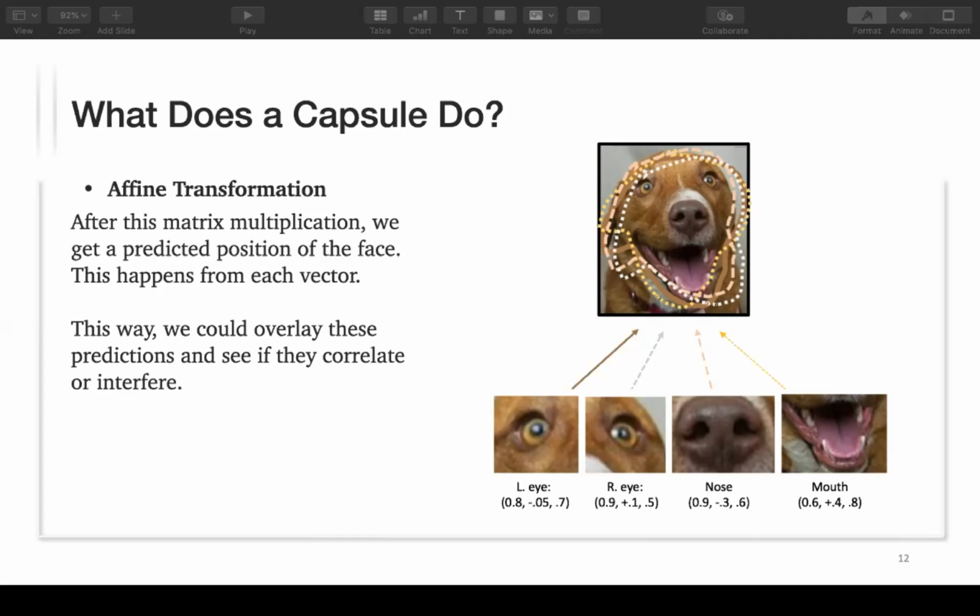I didn't get that point. Can you be specific? So this slide is the logic of what a capsule does. Given these capsules, we have a left eye, right eye, nose, mouth. Suppose given a sliding window that looks like this, it's going to output 0.8, 0.9. So what does that really mean? The length of the vector here is the probability of existence of the eye.